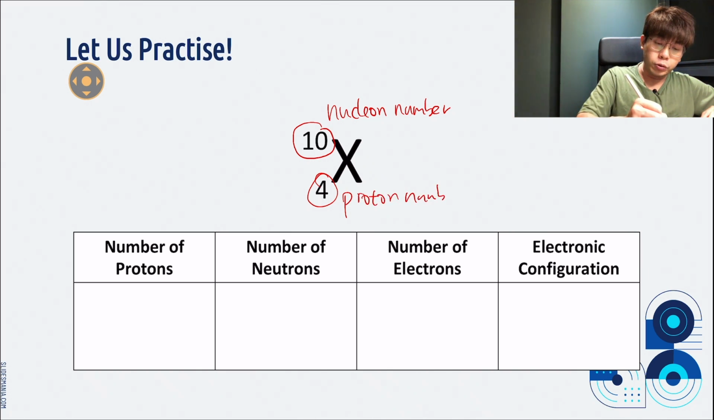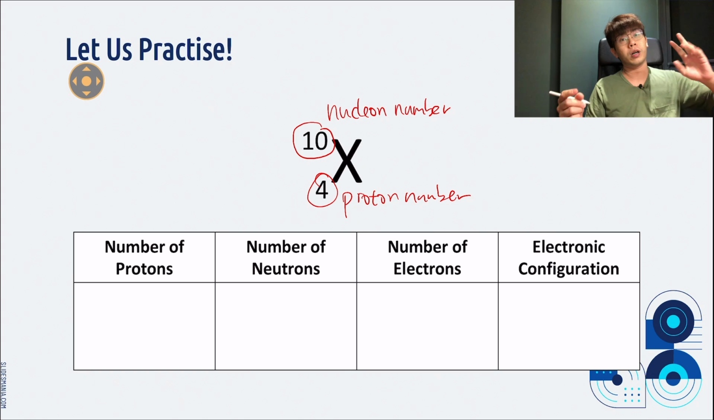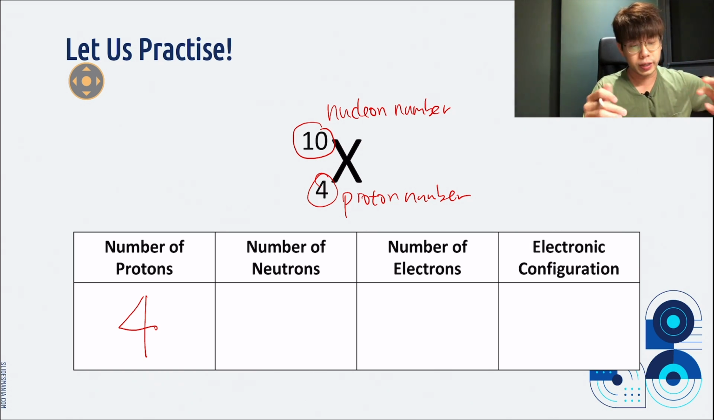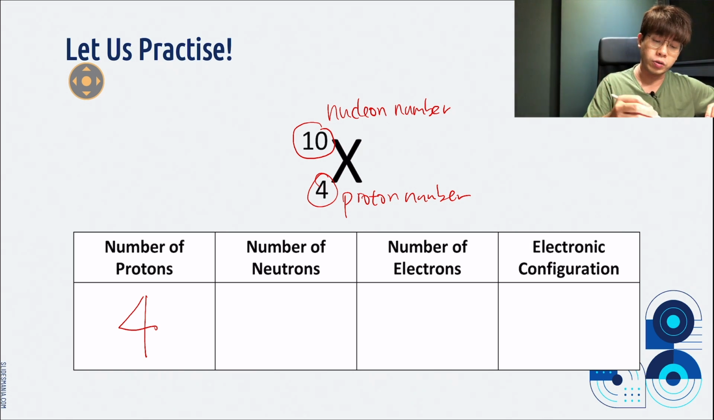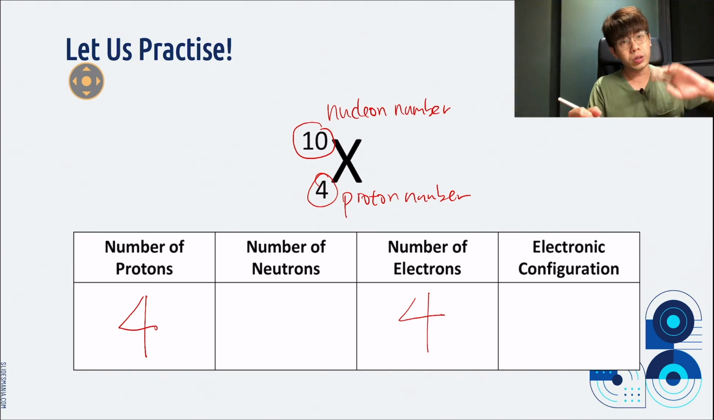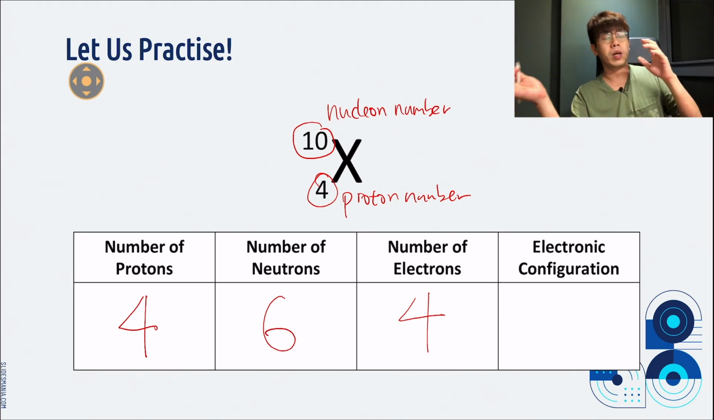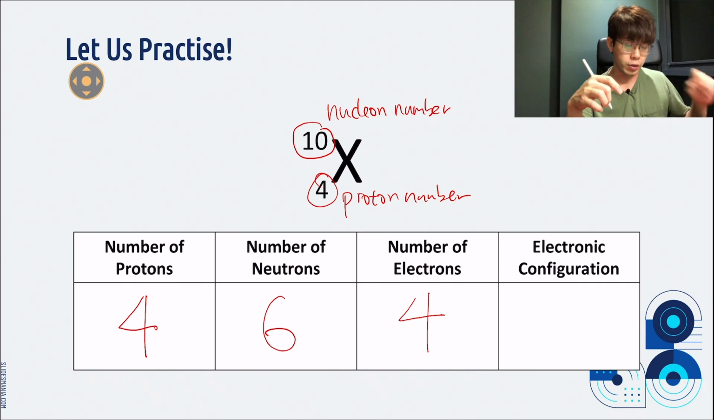So let's try. The proton number tells us the number of protons. So the number of protons will be the same as the proton number, so this will be 4. This is an atom because there's no charge, right? So the number of protons and number of electrons must be the same, it's 4. And because the nuclear number is 10, the number of neutrons is 6. If you have not mastered this, please make sure you master it in the previous videos.